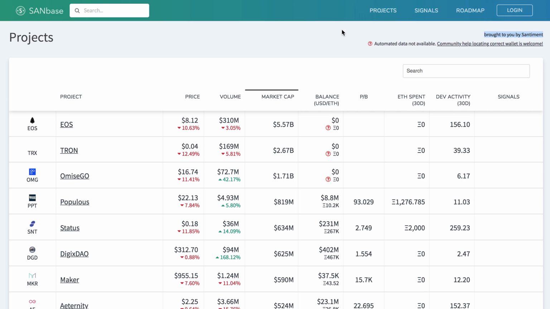We've just released some updates to our product Sandbase, and I'd love to walk you through them. Right now you're looking at the projects table. This is where the majority of the updates are this time.